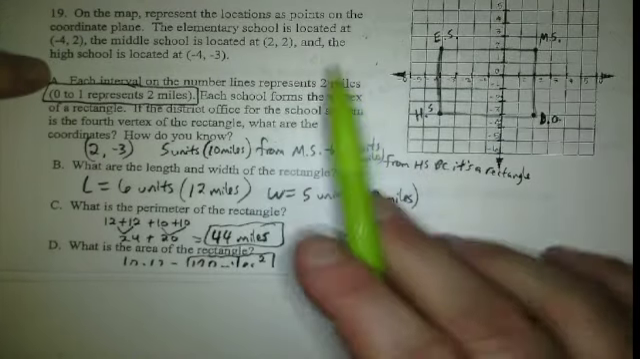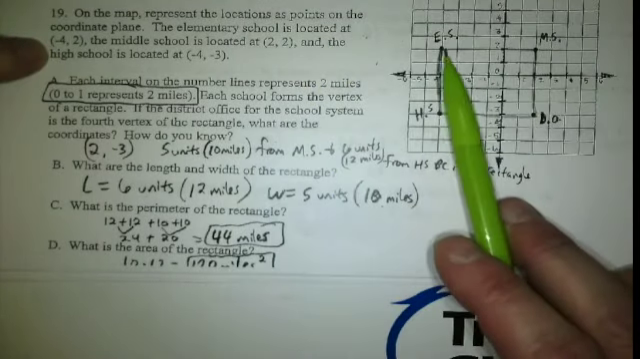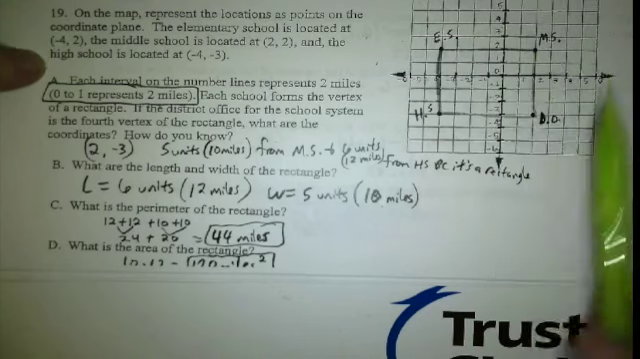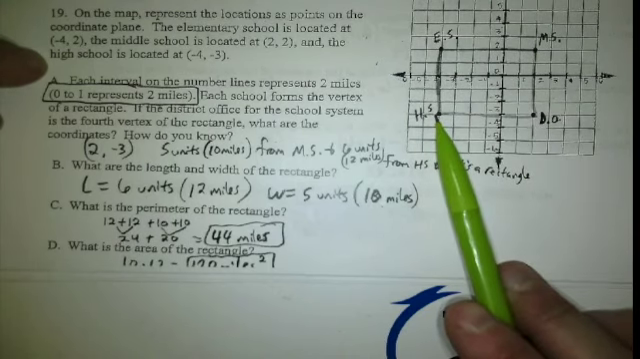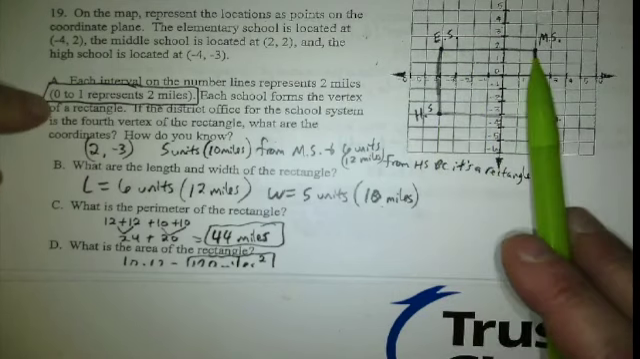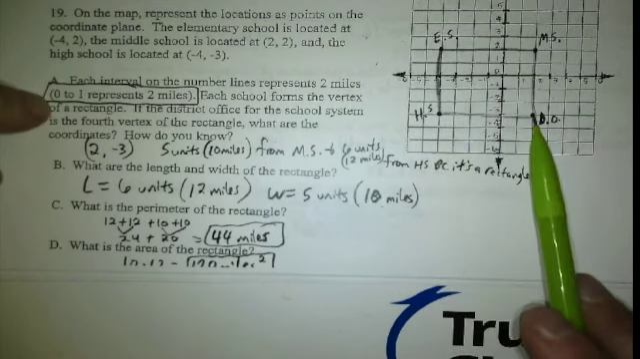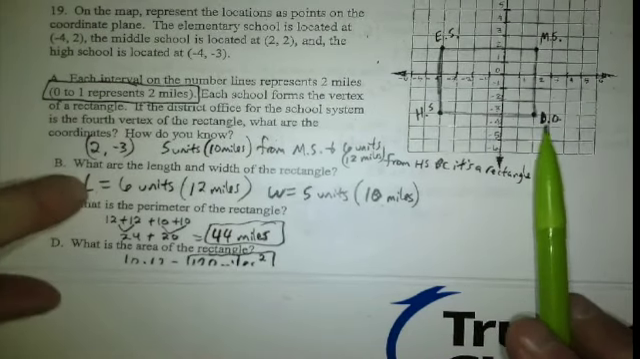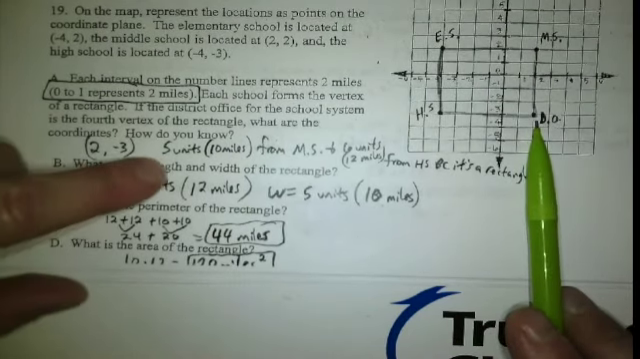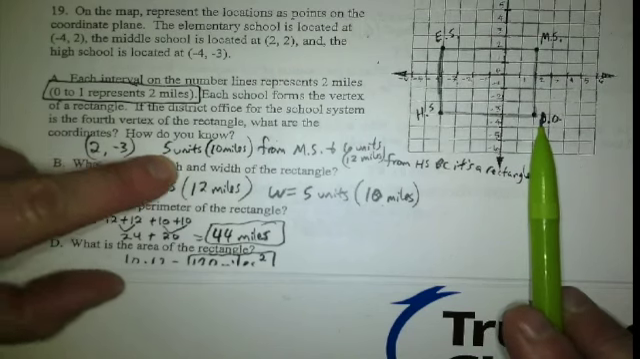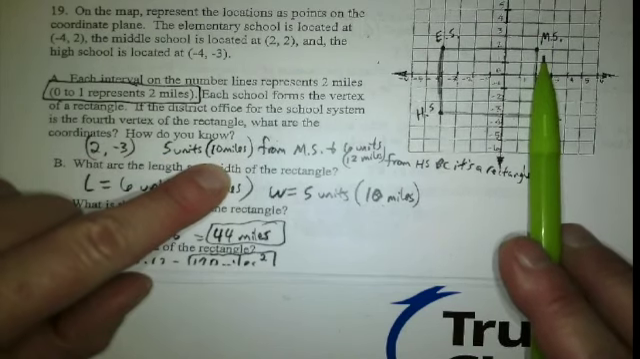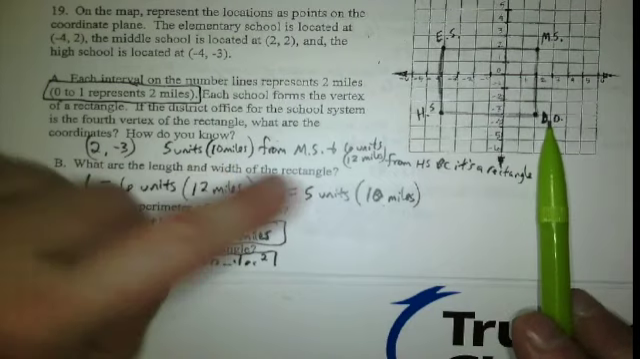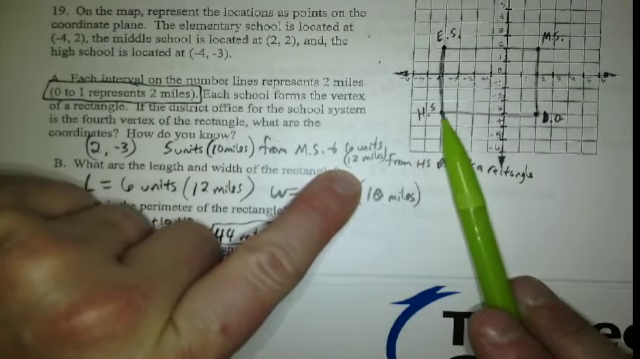19, you need to place the elementary school, which is here, the middle school, and the high school. So then the district office is the last part to make this rectangle. So if you already have this, the only place the district office could be is here. So how do you know where this is placed? It is at (2, -3). It's 5 units from the middle school, or 10 miles, because each one of these represents 2 miles. And it is 6 units from the high school, or 12 miles.